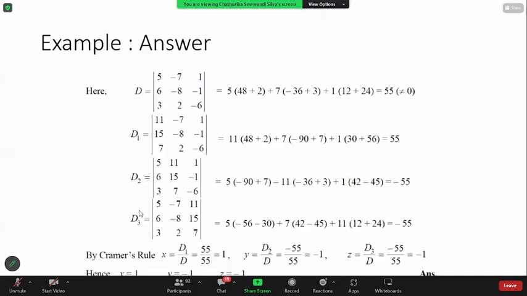First they find D1, D2, D3, and then find D. So what will happen if D is zero? Therefore, if you are asked to use Cramer's rule, I'm instructing you to first find D. If D becomes zero, you can stop at that point.